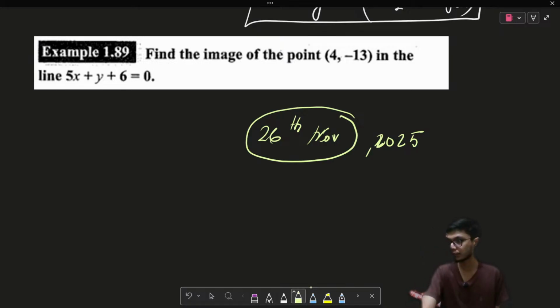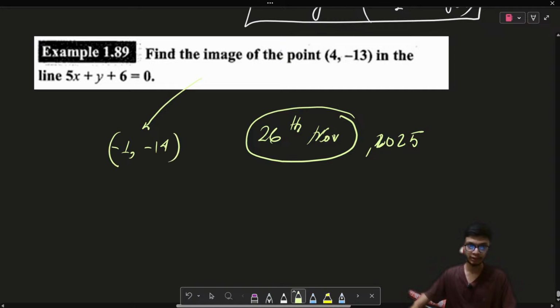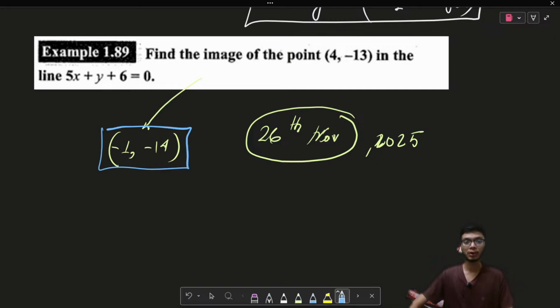-1, -14. Okay, let me check whether it is -1 comma -14. Wonderful, the coordinate of the image is -1 comma -14. Great. I hope all of you are able to get to this particular answer, right? It's very straightforward. You just do the computation over here, right?